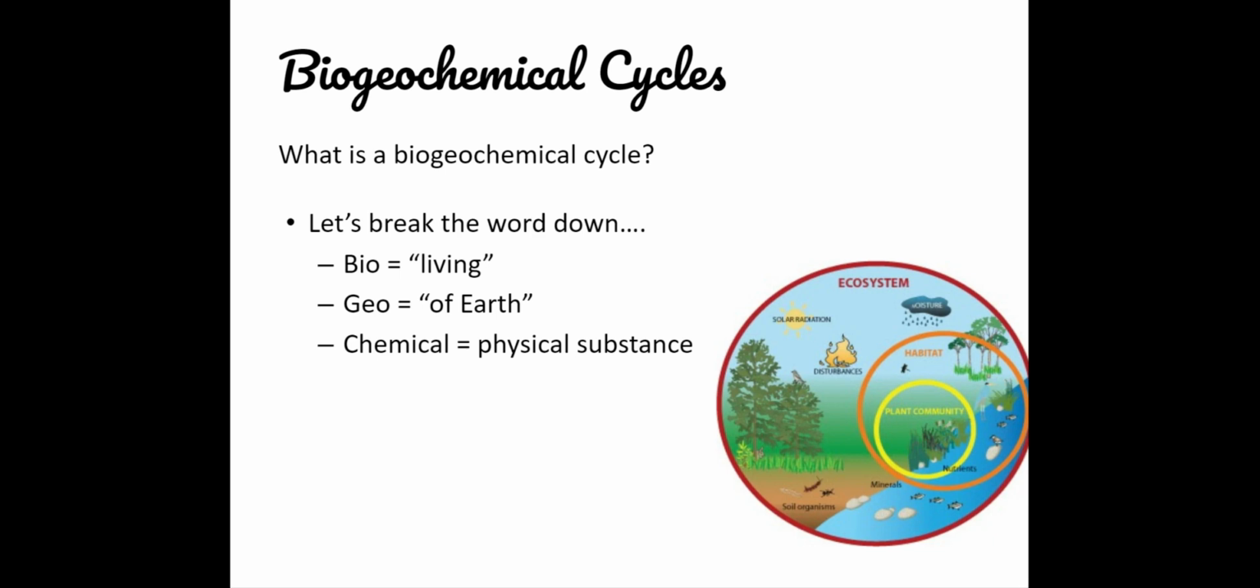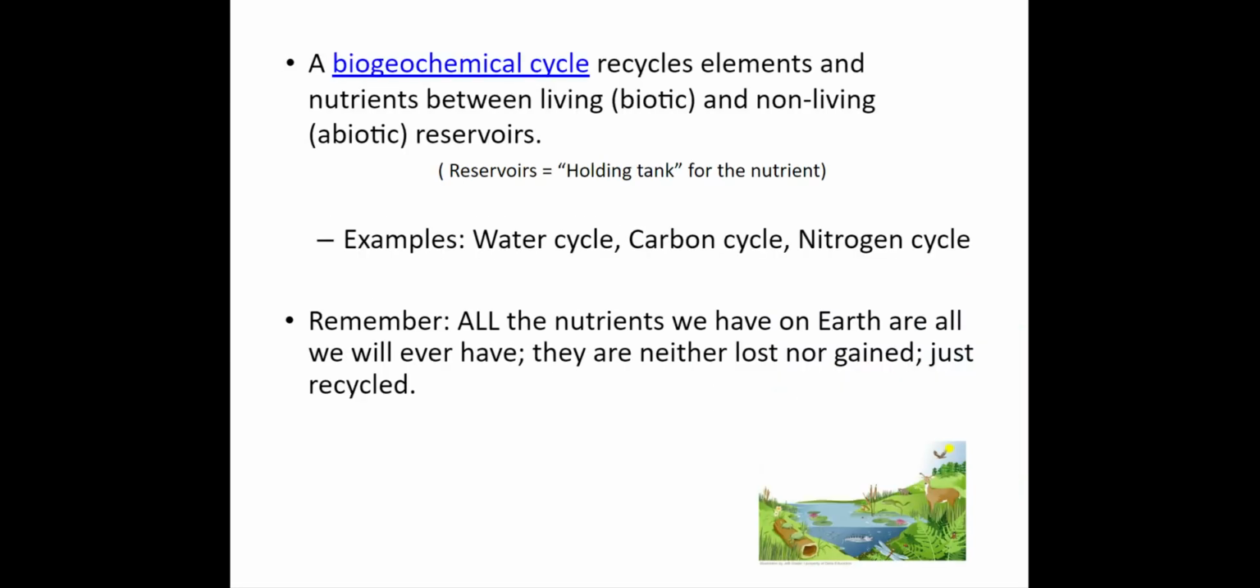So our last section on this topic is biogeochemical cycles. At the end of these slides, there's going to be some videos. Make sure that you watch those videos. So when we break down the word biogeochemical cycle, we've got bio for living, geo for earth, and then chemical for physical substances. A biogeochemical cycle is going to recycle elements and nutrients between living and non-living reservoirs.